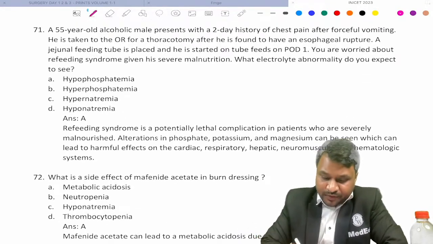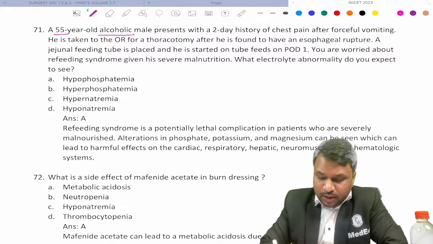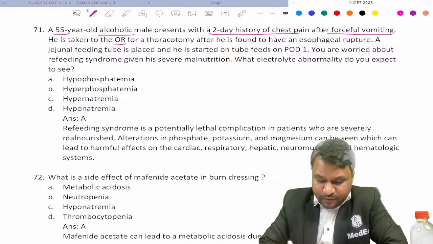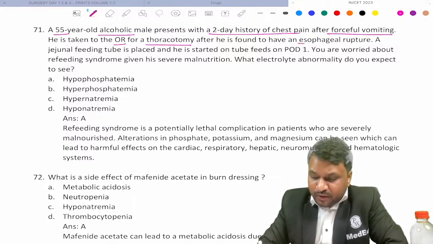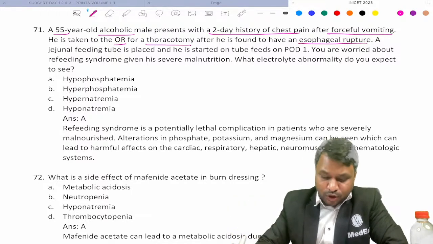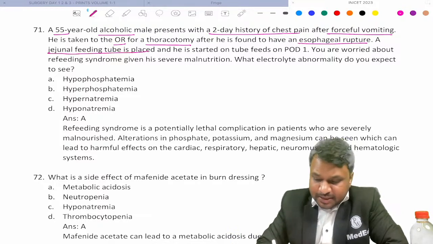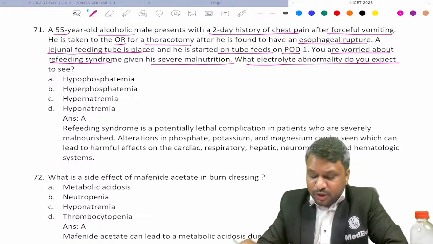Now, we have a 55-year-old alcoholic with a 2-day history of chest pain and forceful vomiting. He was taken to the OR for thoracotomy and found to have esophageal rupture, that is Boerhaave syndrome. A jejunal feeding tube is placed, and he is started on tube feeding on POD1. You're worried about refeeding syndrome with severe malnutrition. What electrolyte imbalance do you expect?